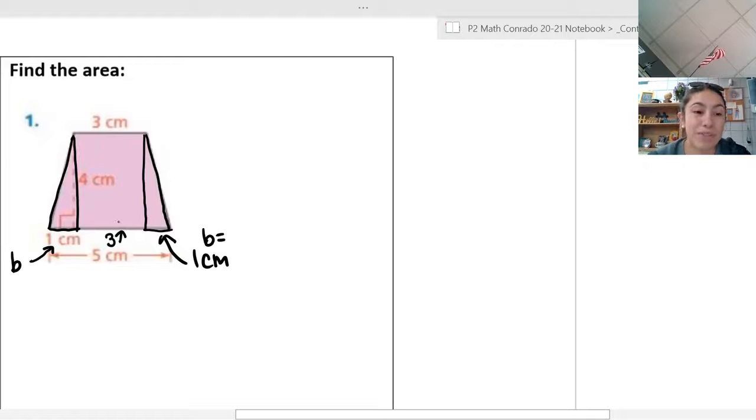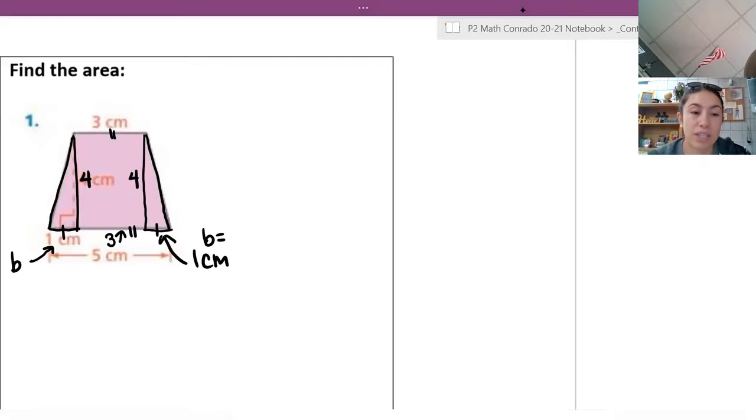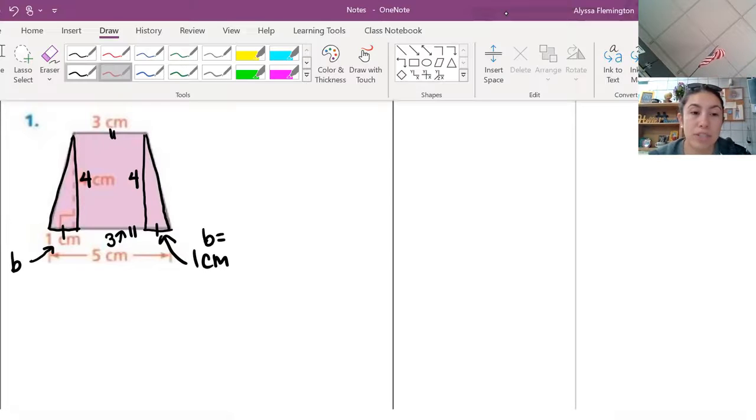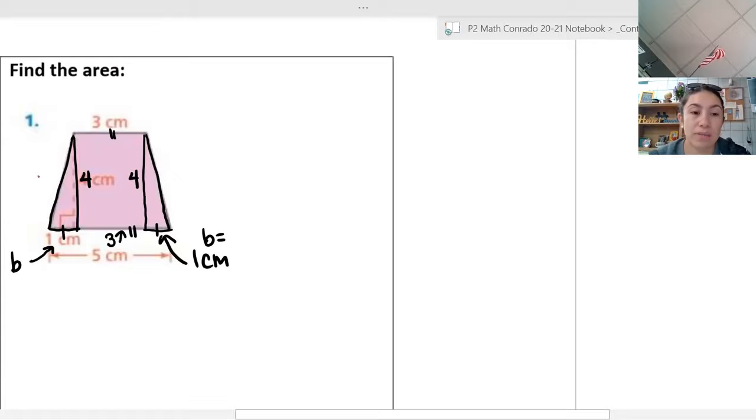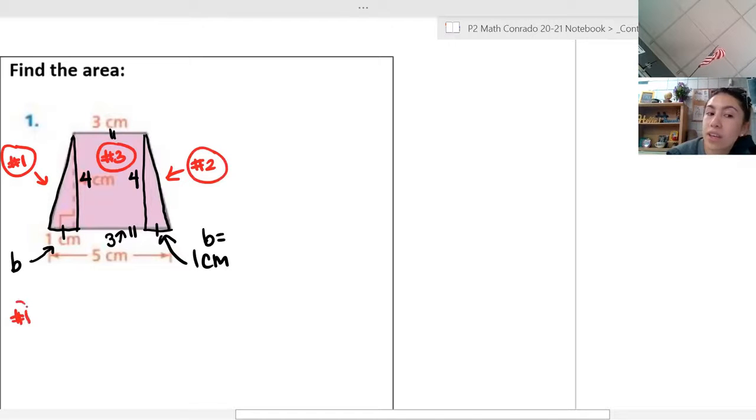We also can verify this because at the very top, since these sides are equal because they are parallel to each other, the base is 4 centimeters, and the height that stands straight up and tall is 4 centimeters. So we know our bases and we know our height. So now let's find the area of all pieces: the area of the triangle and the area of the rectangle.